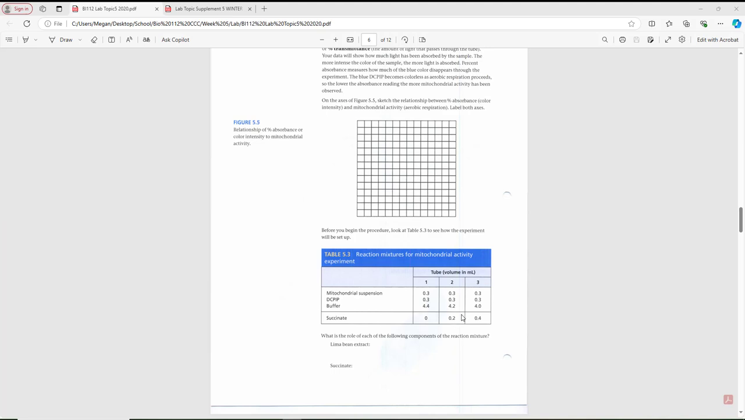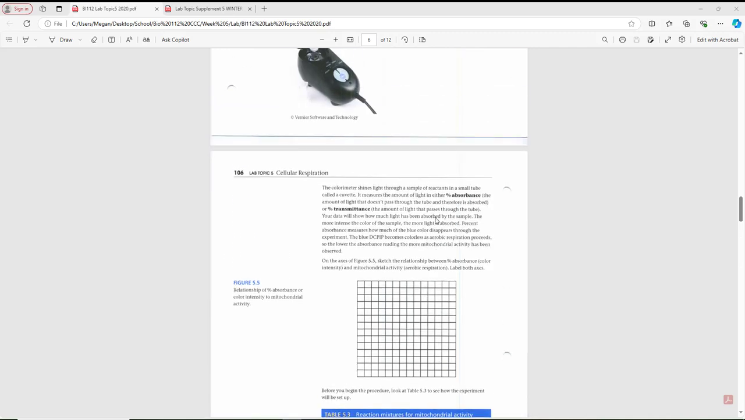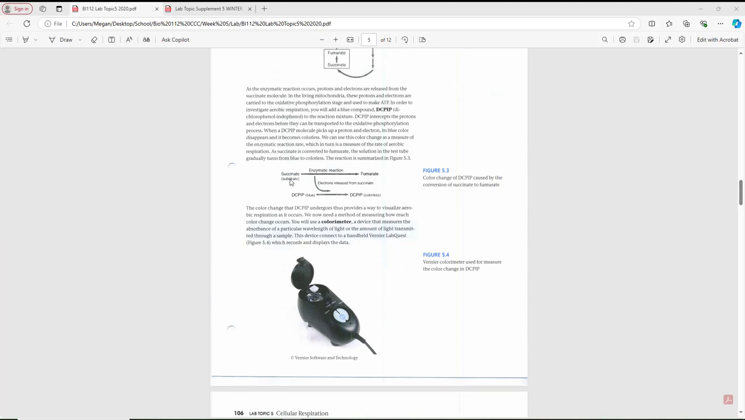Okay, so you'll take a look and see when we do this experiment how, depending on the amount of succinate, the color will change, the rate of the reaction, will cellular respiration occur, based on the amount of this succinate presence. Okay, so will it occur more quickly, will it occur at a slower rate, and so forth. Okay, and so you can read more about that process.